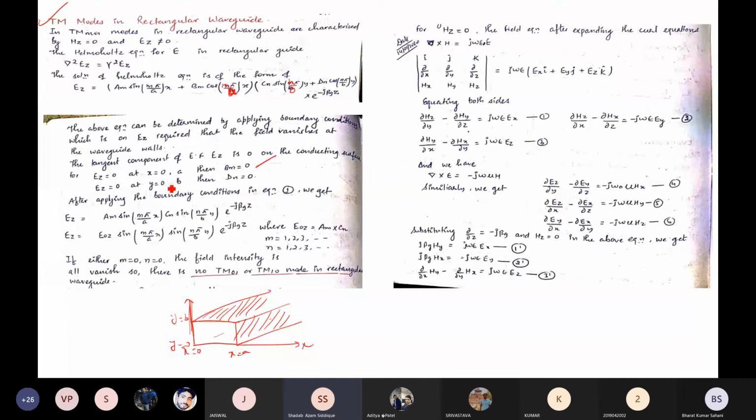If you apply y equal to 0 as well as y equal to b, the sine component will be 0. So the cos component will not be equal to 0 at either y equal to 0 or y equal to b; in both cases it will not be 0. So in that case we need to take dn equal to 0, so that this Ez will become 0. So dn is equal to 0 from this point we got.